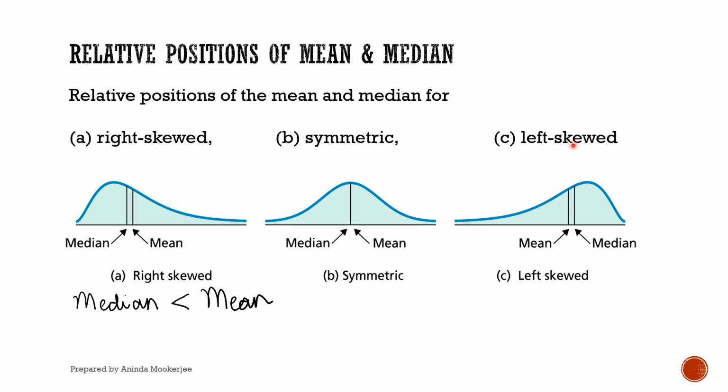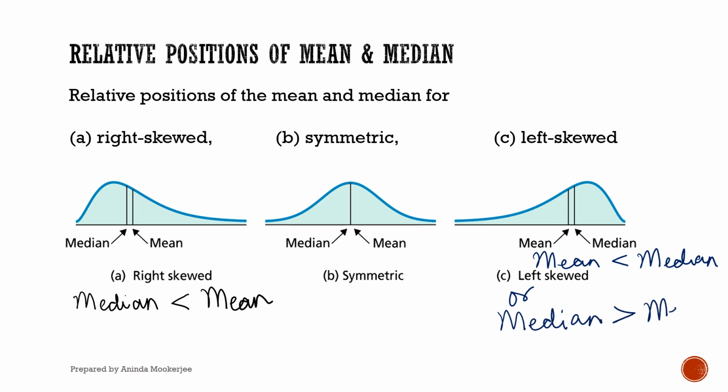A left skewed curve will have a higher peak towards the right, whereas a right skewed curve will have a long tail to the right and it'll peak to the left. So in a left skewed curve, the mean is less than the median. Or we can say the median is greater than the mean. And in the case of symmetric distribution, the median and the mean are equal.